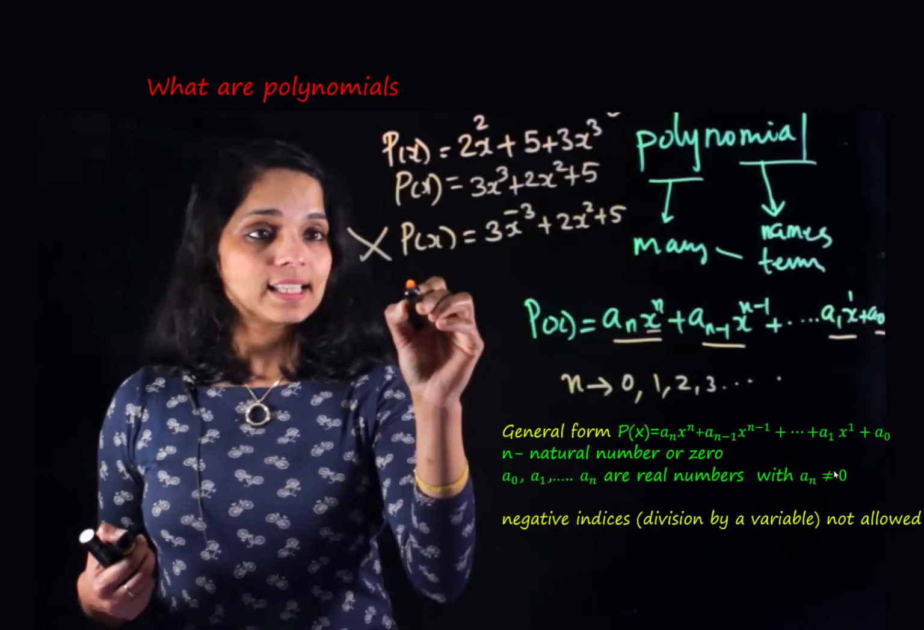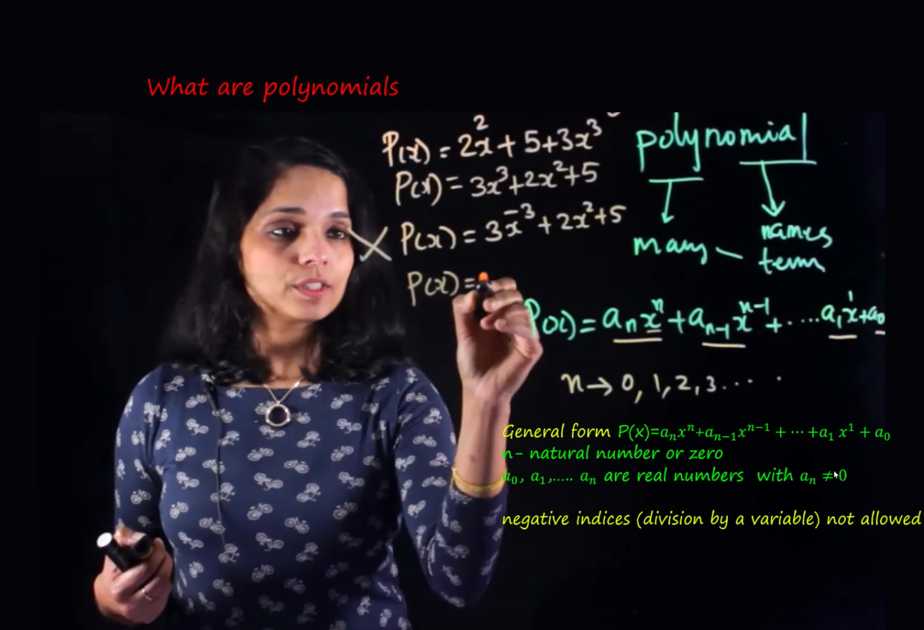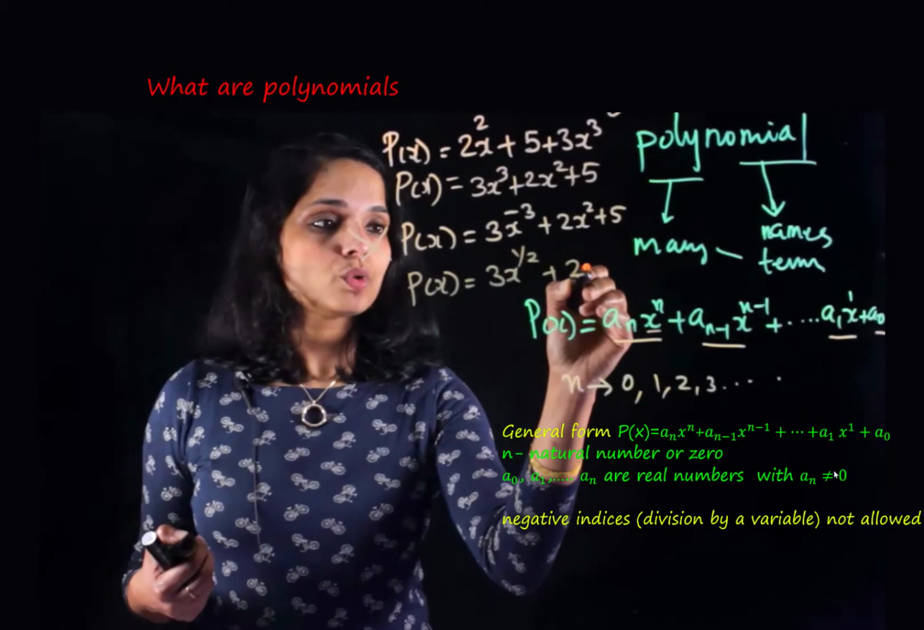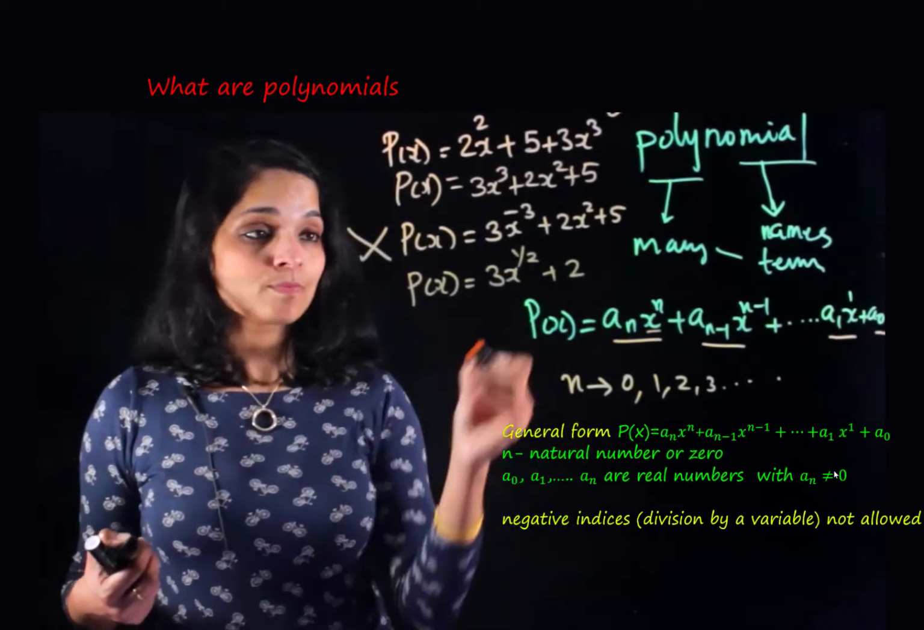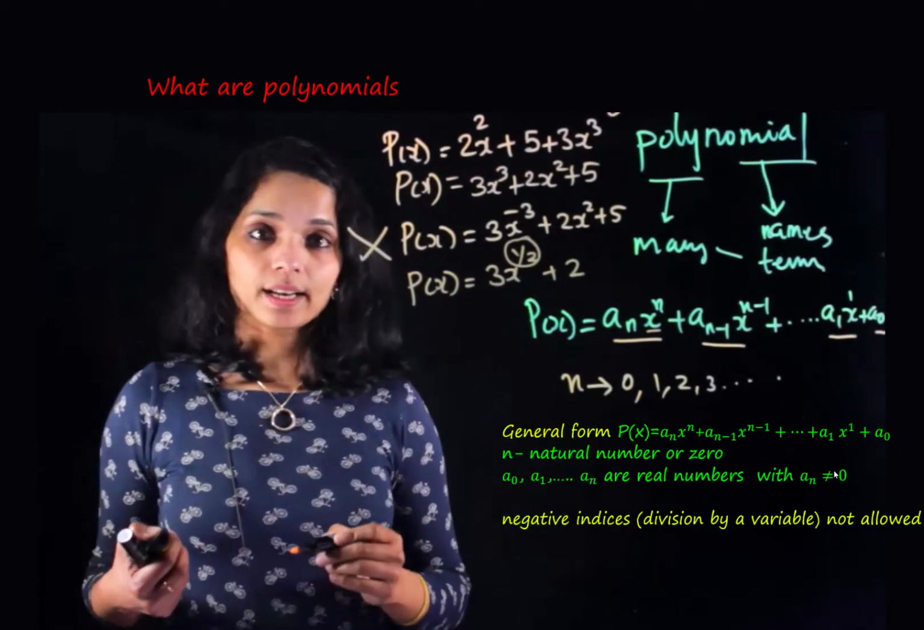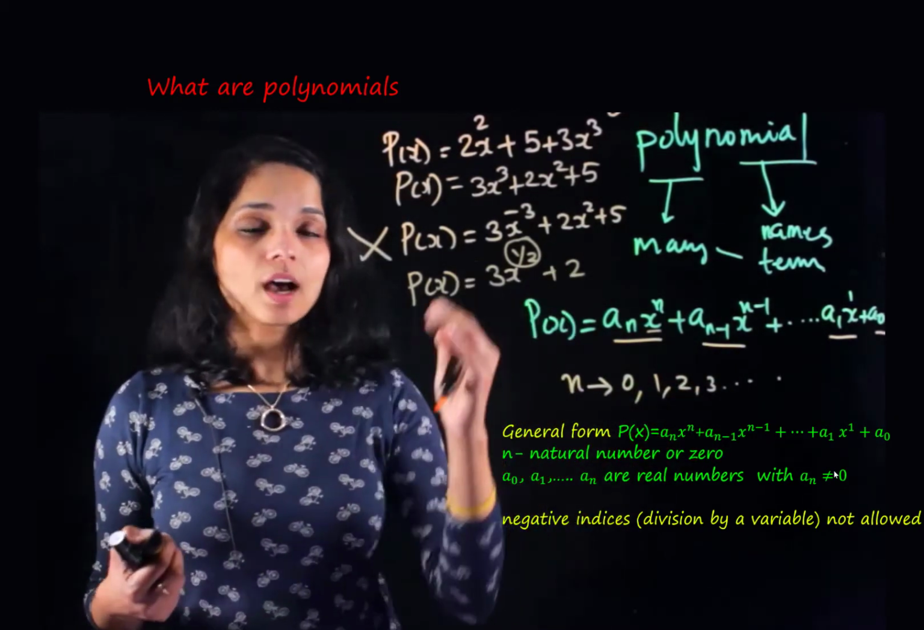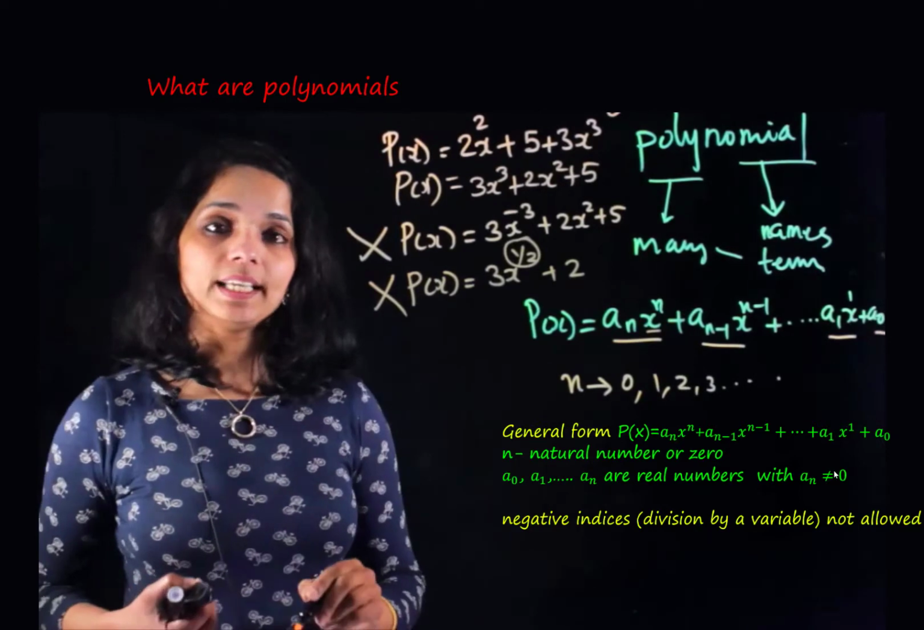Another example is p of x equals 3x to the power half plus 2. Is that a polynomial? Half is not allowed. The exponent can only be 0, 1, 2, 3, etc. So half is not allowed, so this is not a polynomial either.